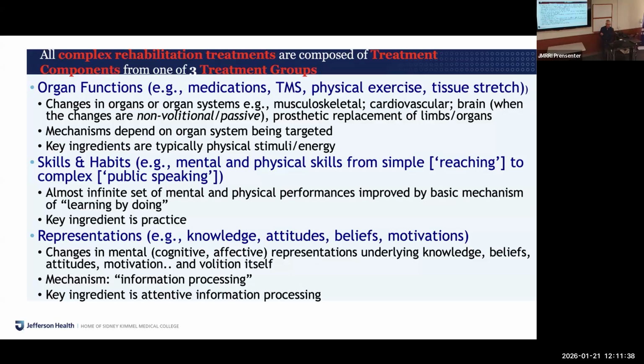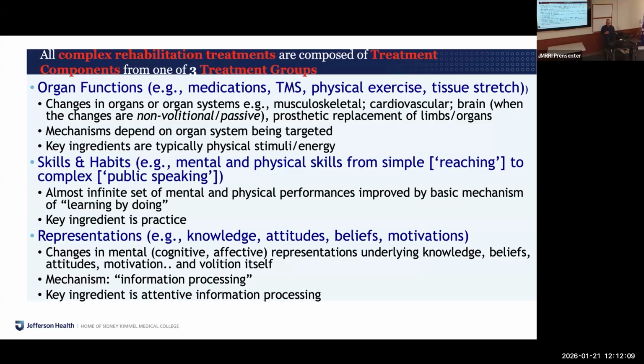There are organ functions treatments, things like medications, electrical stimulation, exercise, stretching. These make changes in organs or organ systems. We can also do prosthetic replacement of organs and organ systems. And their mechanisms depend on the specific organ, but they tend to be physical kinds of mechanisms, physiologic, biologic, etc. And so the key ingredients are typically some kind of physical stimulus or energy.